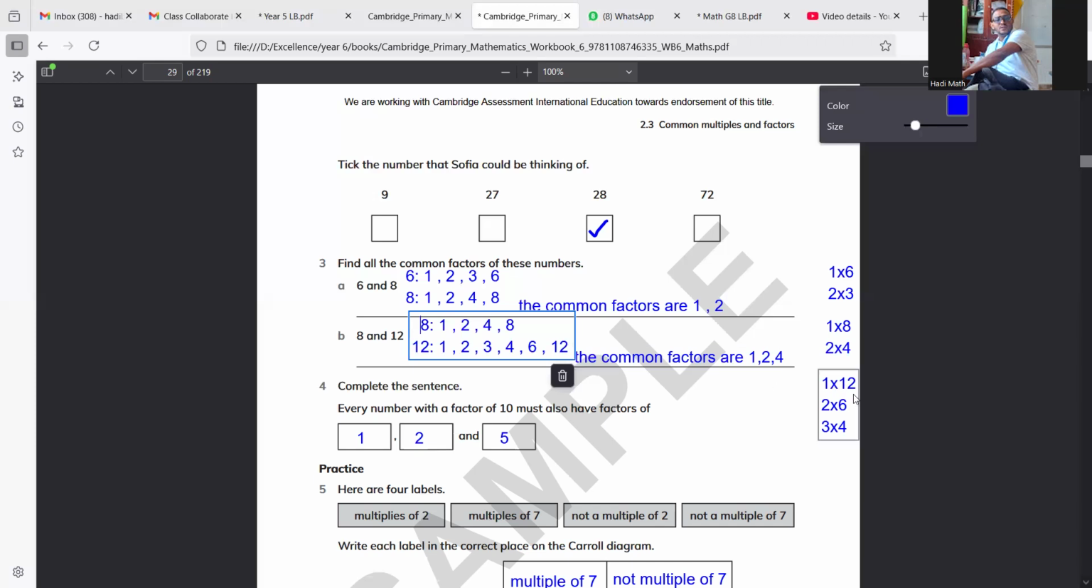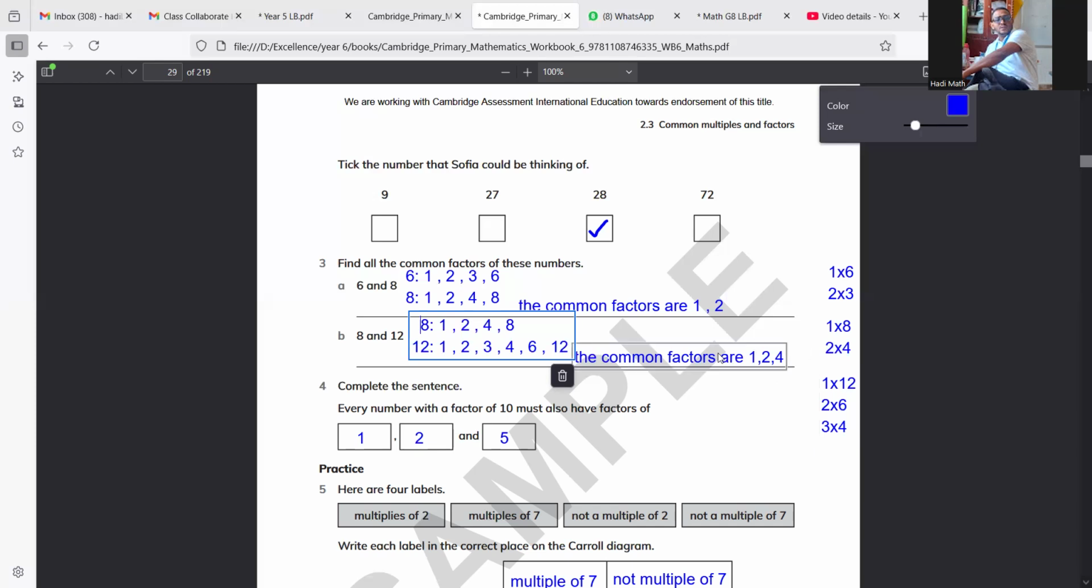You take 1 multiplied by 12 is equal to 12. Then you go to 2, and 2 multiplied by 6 equals 12. Then you go to the 3, 3 multiplied by 4 equals 12. After 3, there is 4, but you already have 4, so you stop. Please remember, if you don't know, you can divide 12 by 2 to know which number multiplied by 2 gives you 6. 12 divided by 2 equals 6. That means 2 multiplied by 6 will give you 12.